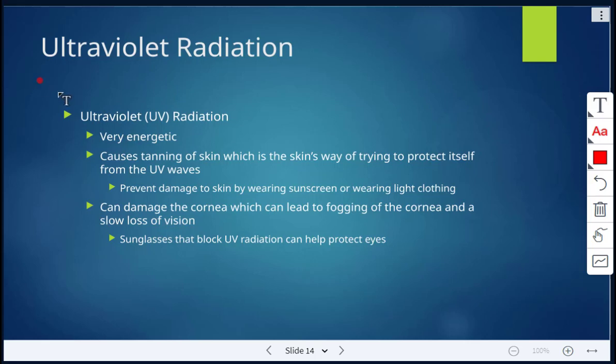This UV radiation can damage the eyes, it can damage the cornea. That can lead to the fogging of the cornea and then a slow loss of vision. So it's also important to wear sunglasses that will block UV radiation to protect the eyes.